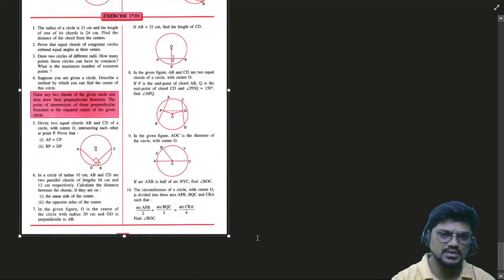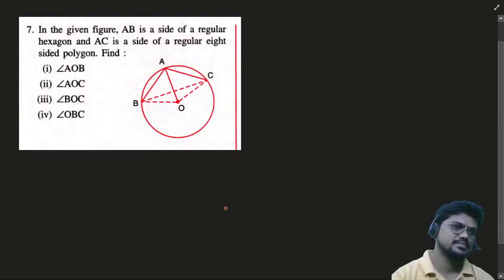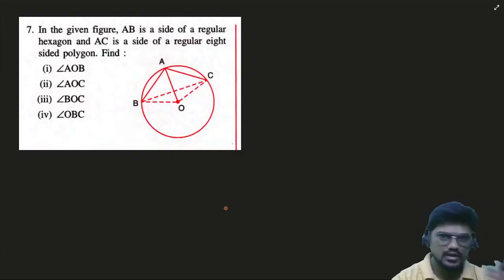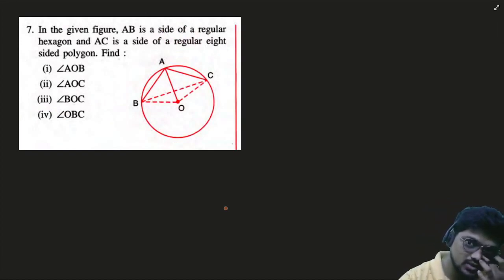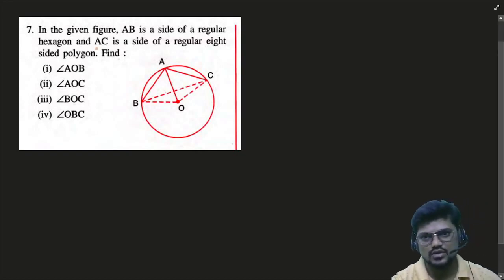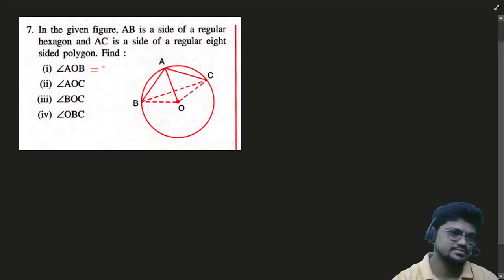So this will be the last exercise for the circles. In the given figure, AB is a side of a regular hexagon and AC is a side of a regular eight-sided polygon. Find the angle. I think you should be able to find it now. Please tell what will be the answer for this.